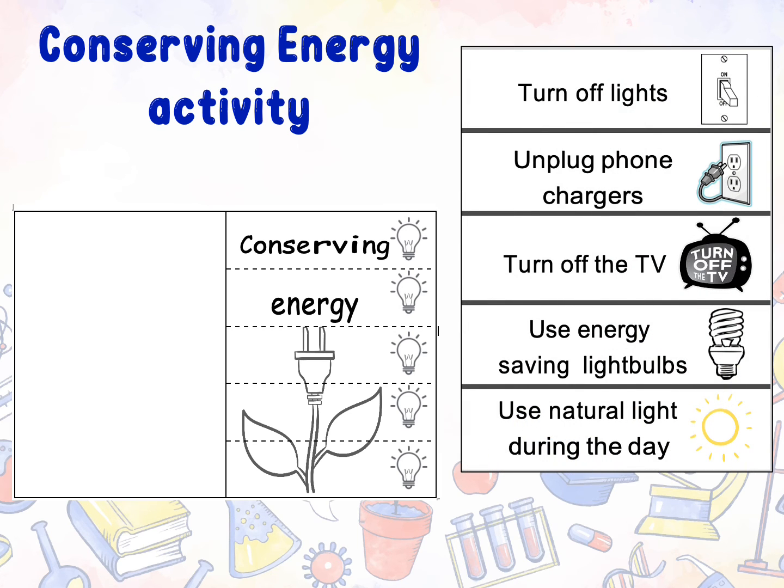Turn off lights, unplug phone chargers, turn off the TV, use energy saving bulbs, use natural light during the day. Like, you don't need to turn on the light in some places during the day. If you just keep the windows open, you'll have light.